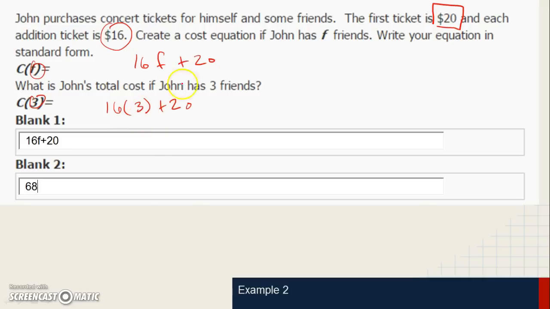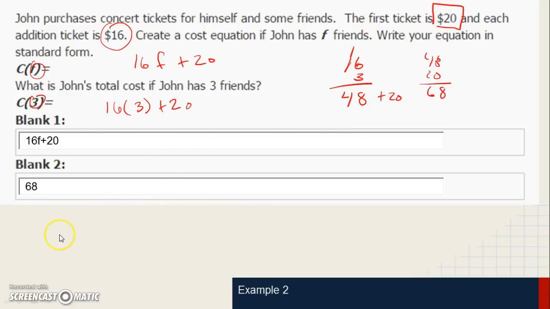But if you need to do 16 times 3 as side work, and you want to say that's 48, that's 3 plus 1. Okay, 48 plus 20. Well, 48 plus 20. 8 plus 0 is 8. 4 plus 2 is 6. You can do the side work, right? That's totally fine and acceptable. Don't feel bad about that.